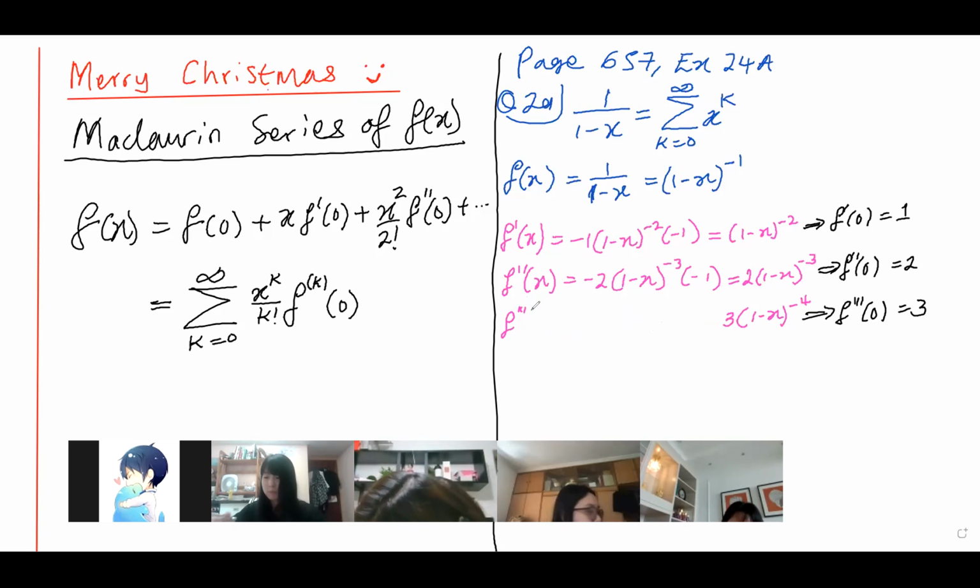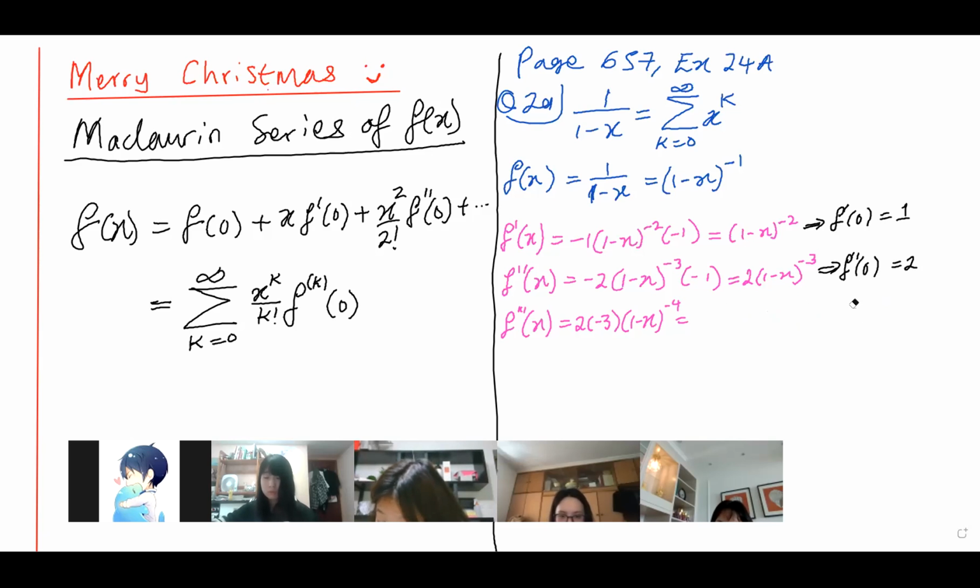The third derivative of 1 over 1 minus x: so there will be 2 times minus 3. Yeah, so 1 minus x to the power minus 4, and that will be 6. Okay, so you don't have to write it as 2 times 3, just write it as 6. There's a minus 1 also. So everything becomes 6 times 1 minus x to the power negative 4.